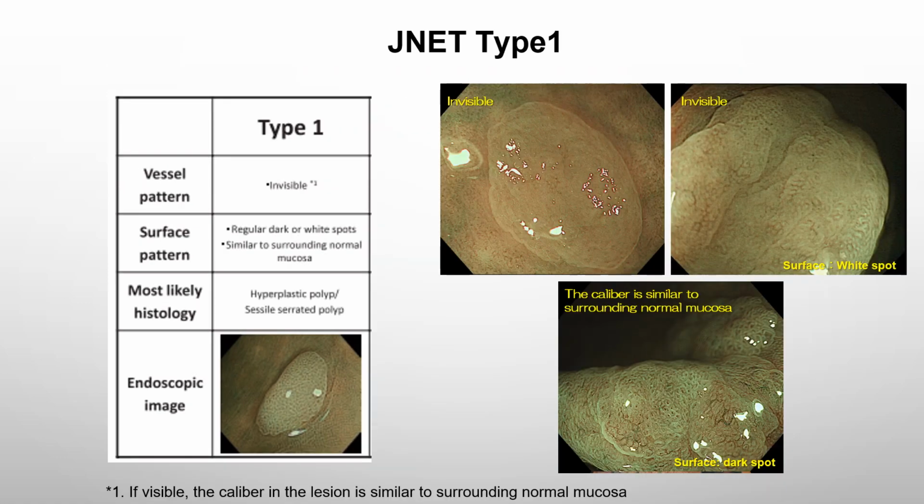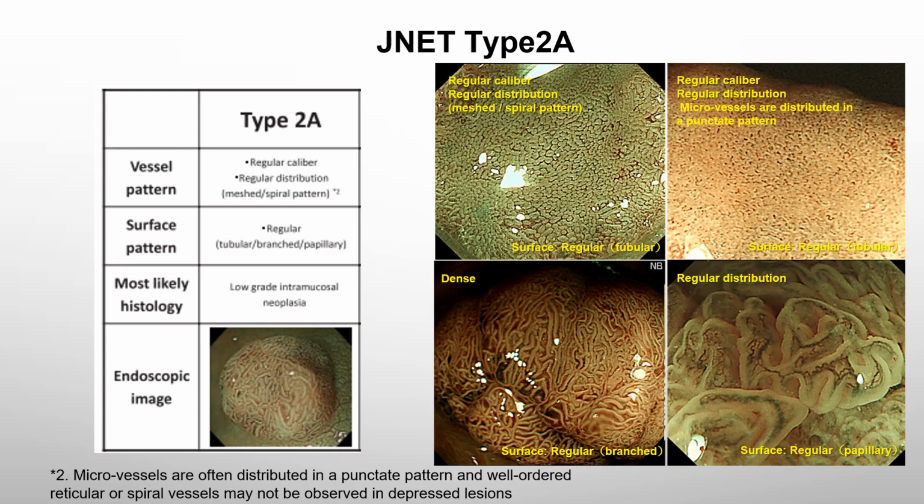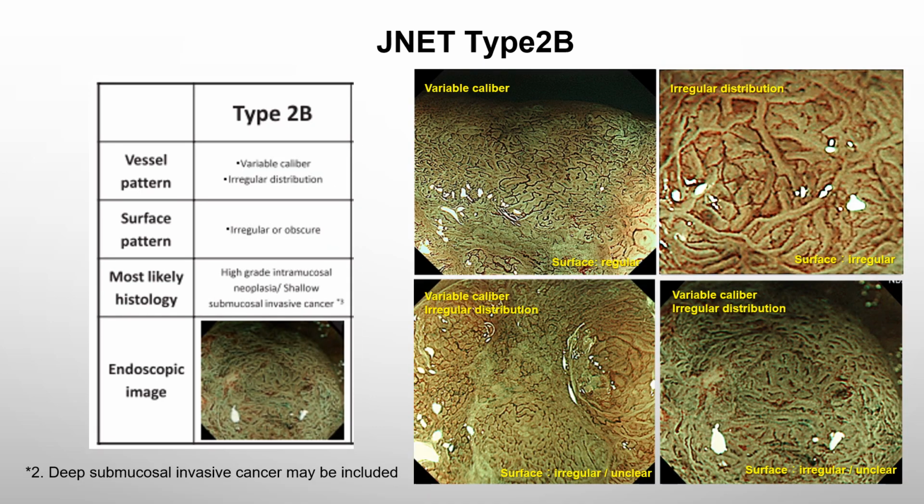Type 1 of JNET corresponds to hyperplastic polyp and SSL. Vascular pattern is invisible. Surface pattern is regular dark or white spots or similar to surrounding normal mucosa. Type 2A of JNET corresponds to low-grade intramucosal neoplasia. Vascular pattern is regular. Surface pattern is regular too. Type 2B of JNET corresponds to high-grade intramucosal neoplasia or shallow submucosal invasive cancer. Vascular pattern is irregular. Surface pattern is irregular or obscure.